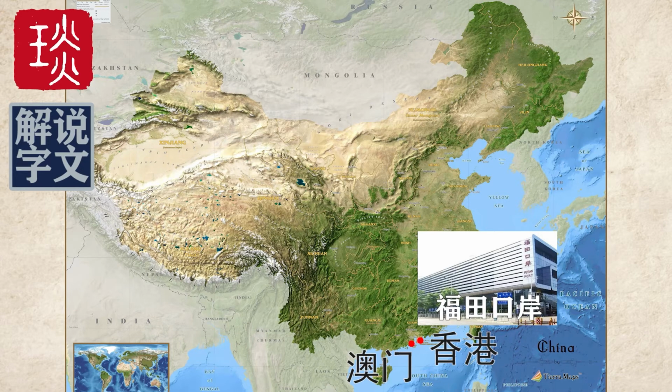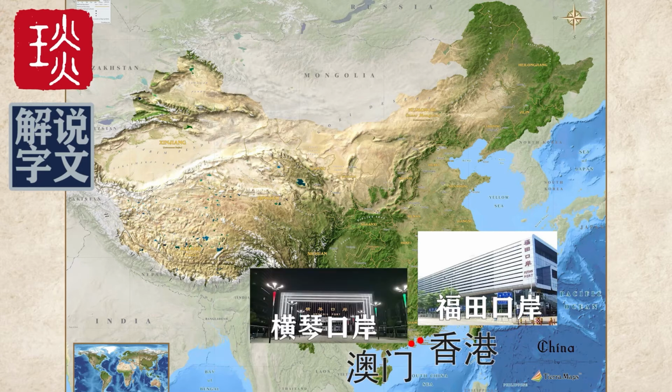福田口岸. It's in Shenzhen. It's the port between mainland China and Hong Kong. 横琴口岸. It's in Zhuhai. It's the port between mainland China and Macau.